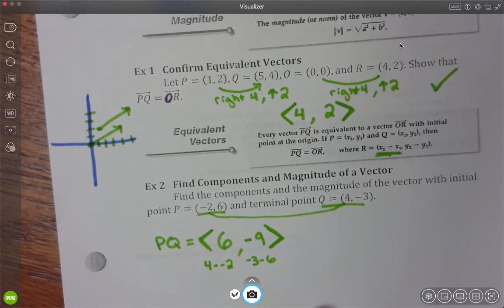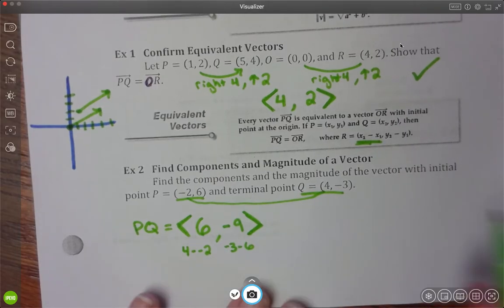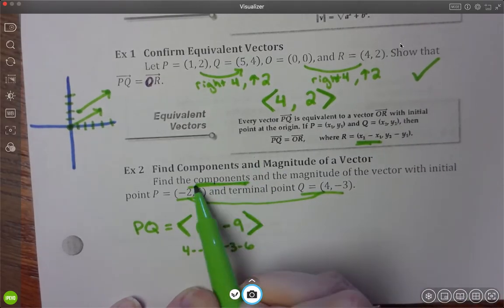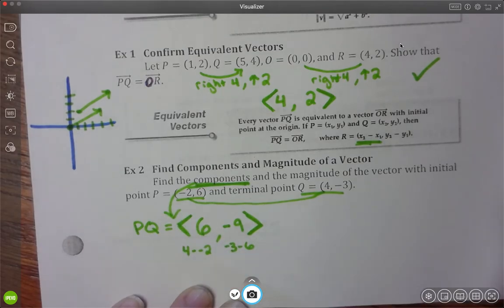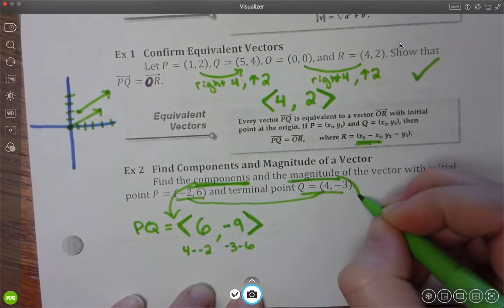And then the magnitude. So this is the component form. Find the components, that's the components, PQ. And then they want to know the magnitude. They want to know how large this thing is, okay?